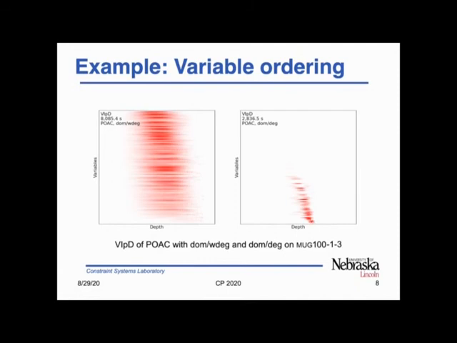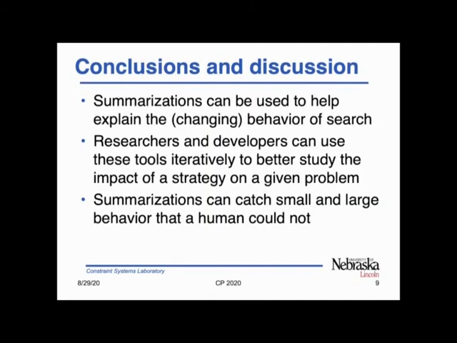performs the best. In our talk, we show how the summarizations can be used to explain the changing behavior of search, the use cases for researchers and developers to study the impacts of specific strategies, and how the summarizations can catch small and large behavior that a human cannot be expected to.